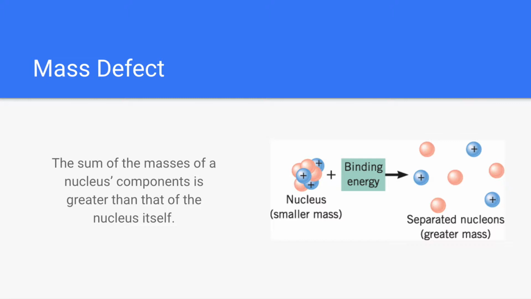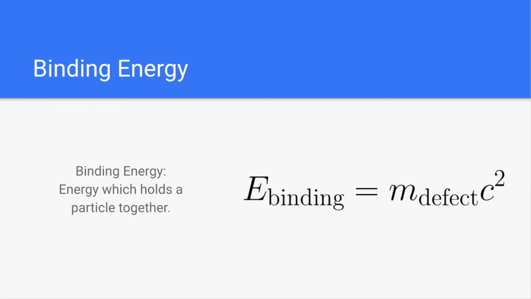The loss of energy during the formation of a nucleus is also the energy needed to break it apart. We call this the binding energy. To calculate the binding energy, we simply multiply the mass defect by the speed of light squared according to Einstein's equation. In AP Physics 2, this is the only situation in which you encounter mass-energy equivalence.